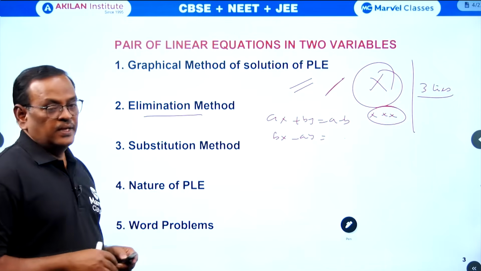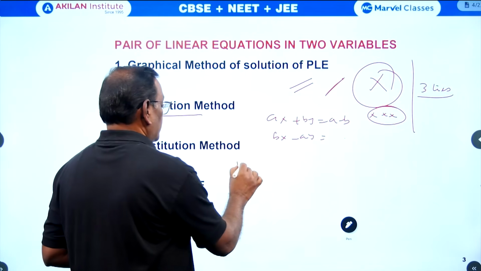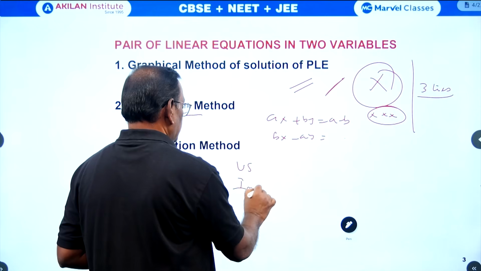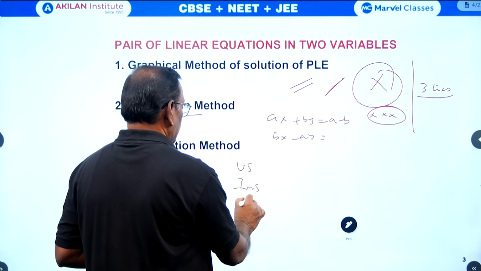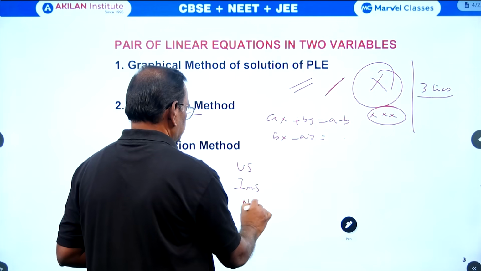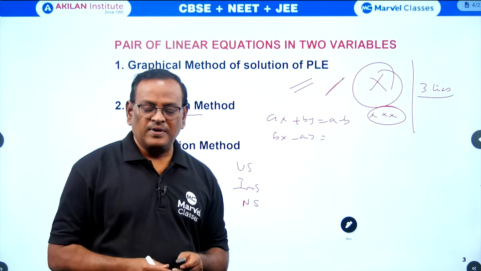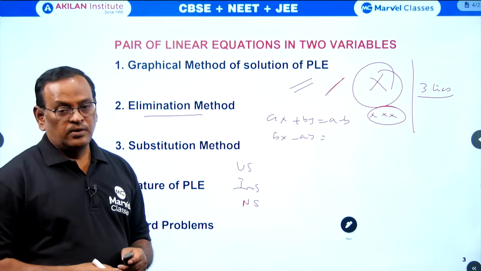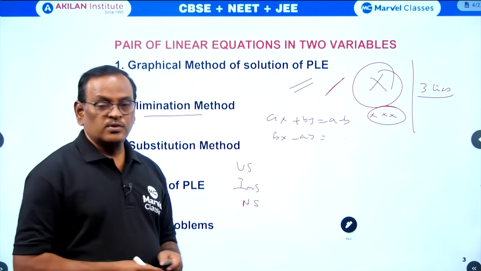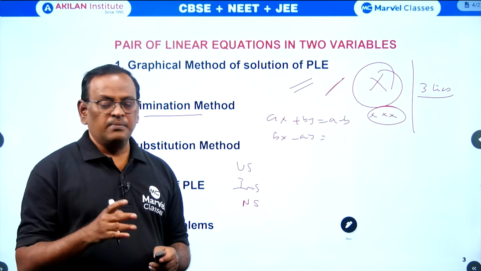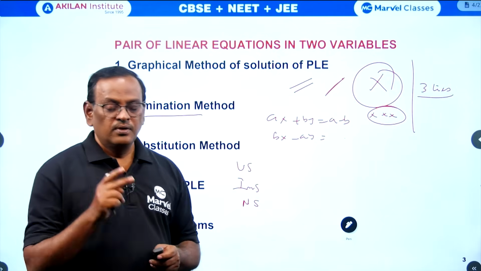And the nature of PLE. So the nature of PLE, you have a unique solution, infinitely many solutions, and then no solution. For a unique solution, you can expect either 1 mark or 2 marks. Find K for a unique solution, find K for no solution. For no solution 3 mark questions, you have to follow 2 rules.